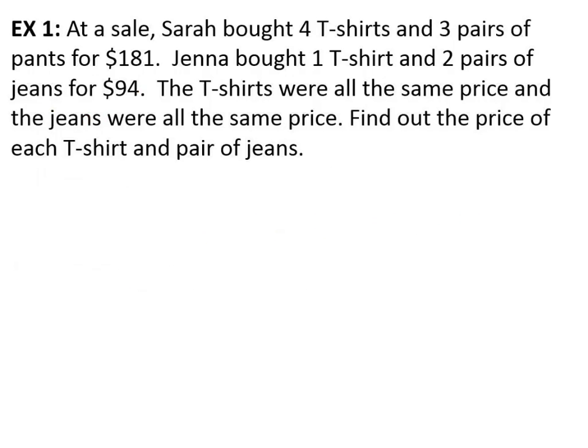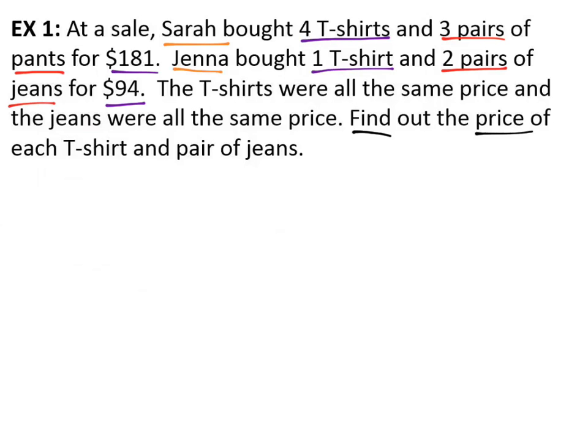Our first problem here: Sarah bought 4 t-shirts and 3 pairs of jeans for $181. Jenna bought 1 t-shirt and 2 pairs of jeans for $94. The t-shirts were all the same price and the jeans were all the same price. We need to find the price of each t-shirt and pair of jeans. So going through and identifying, Sarah bought 4 t-shirts, 3 pair of jeans, and that was for $181. Jenna bought 1 t-shirt, 2 pair of jeans for $94.